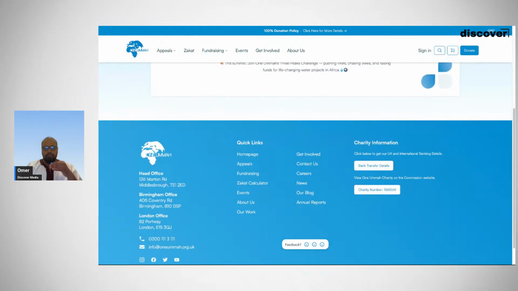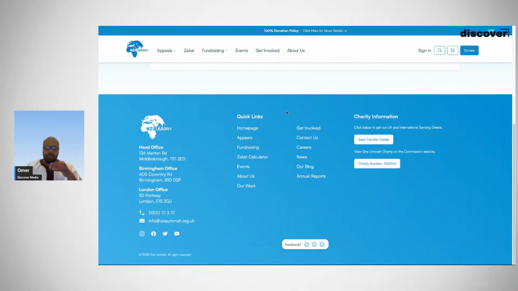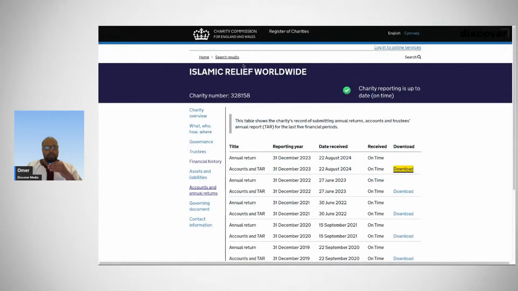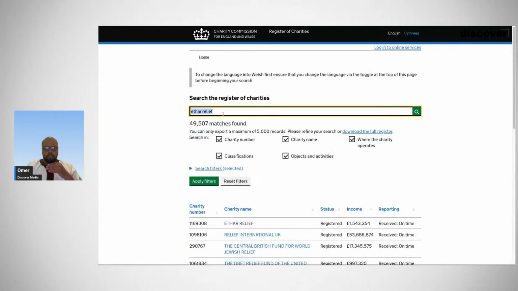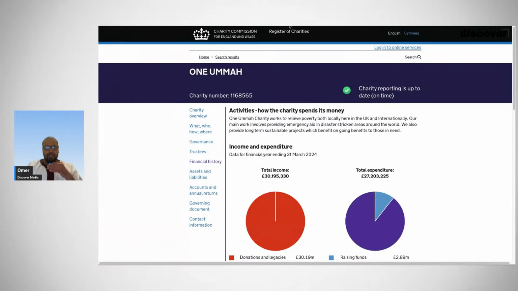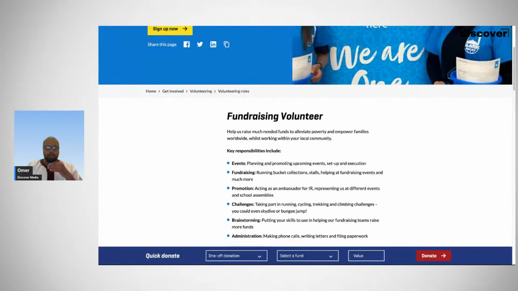Another thing that I've realized, and I love One Ummah and I love whoever's doing good work: last time I checked, these links weren't working. You can see One Ummah events. That link is supposed to take you to Instagram. That link's supposed to take you to Facebook, Twitter. Now, the size of this organization, One Ummah, I think they should give me a job, man. Look, 30 million and the links are not working.